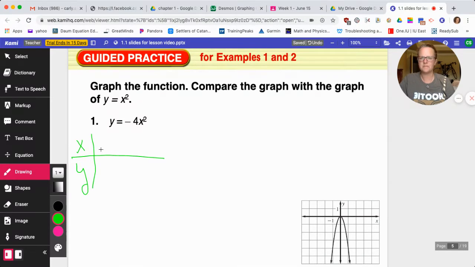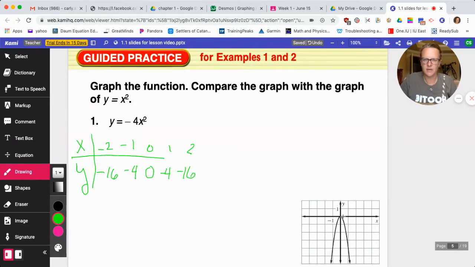And -2, -1, 0, 1, and 2. If I input -2, squared is +4. +4 times -4 is -16. -1 squared is +1 times -4 is -4. If I plug in a 0, I get a 0. And then I'm just going to reflect that over.